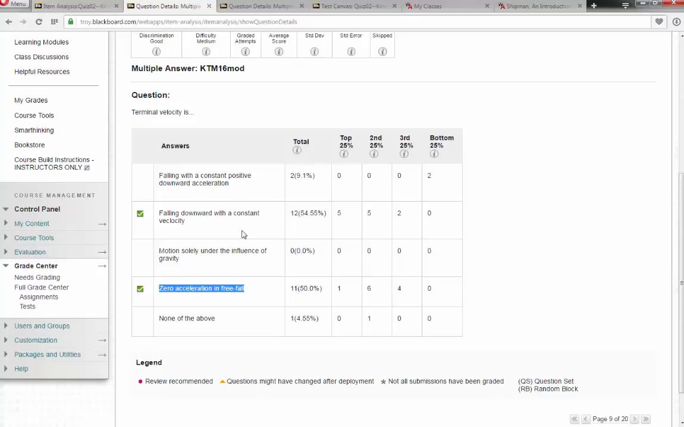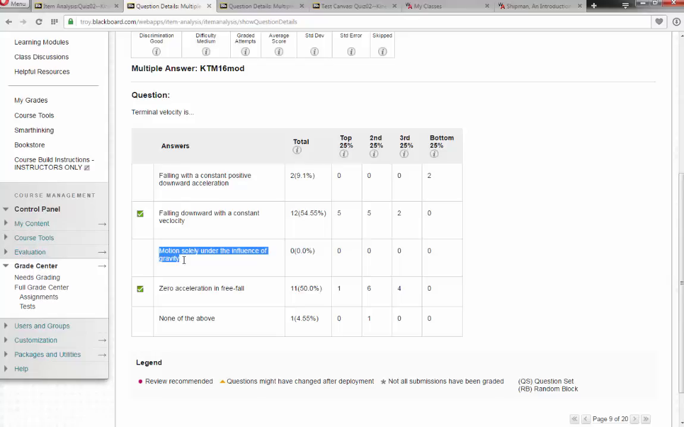So what are the other options? Well, this is terminal velocity. Terminal velocity involves zero acceleration in free fall. That means that the object has no acceleration. It is moving at a constant speed. It is moving in a constant direction. That is what zero acceleration means. Falling down with a constant positive downward acceleration: obviously if there's zero acceleration, then it cannot be a constant positive acceleration. So we eliminate that one.